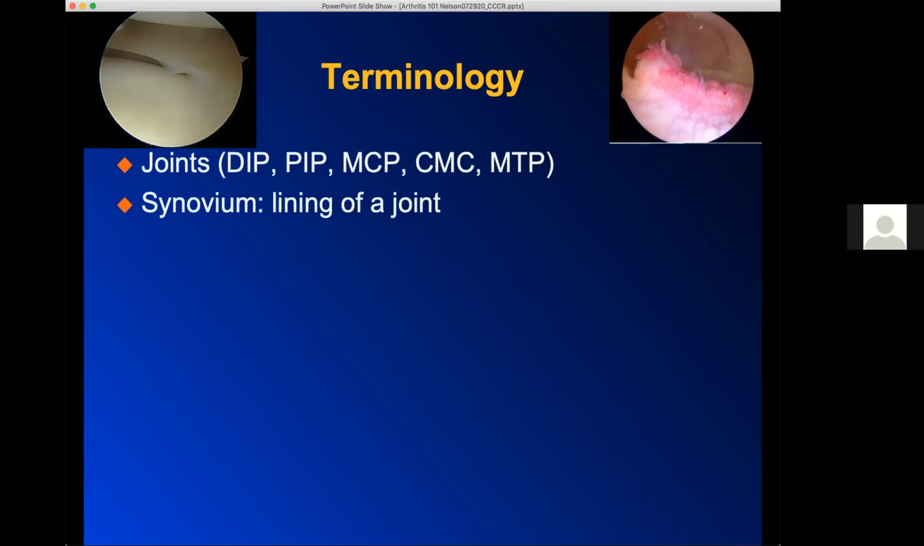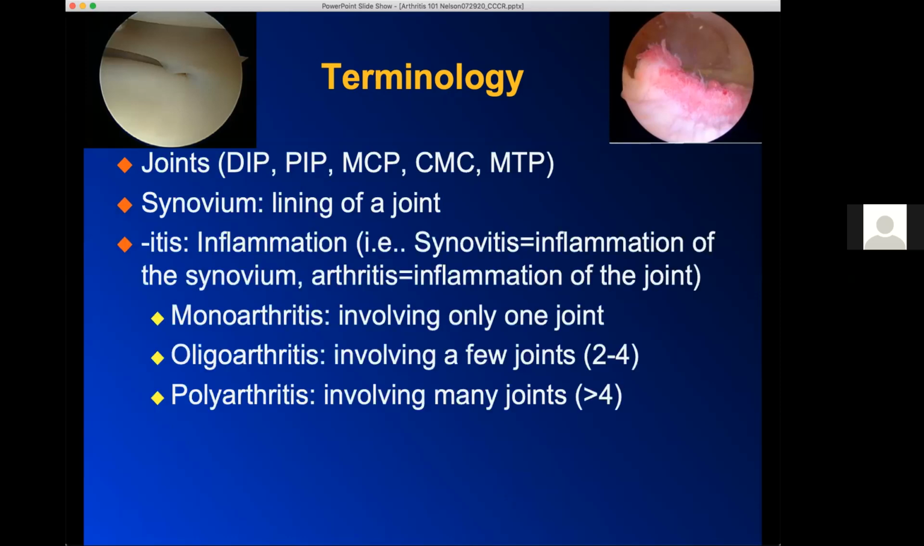Synovium is the lining of a joint, so it's a very thin tissue that I'll show you a picture of later. And itis is inflammation. So synovitis just means inflammation of the synovium. It's very simple, but sometimes we throw that word around and don't really think about it. And similarly, arthritis is inflammation of the joint itself, regardless of where in the joint the inflammation is.